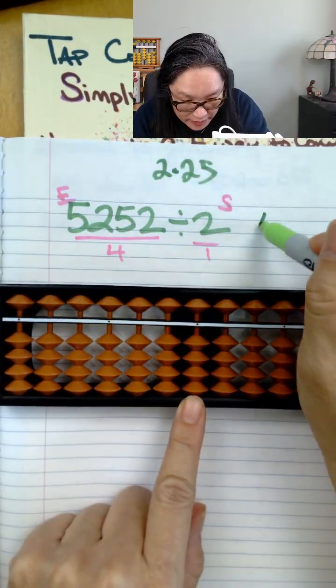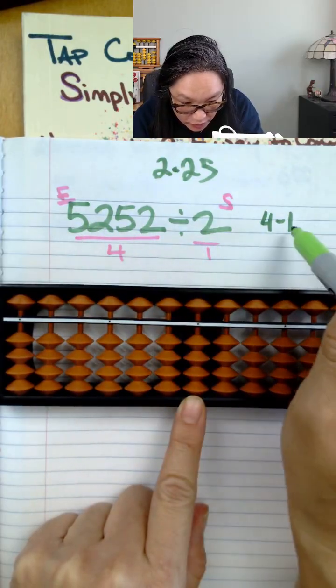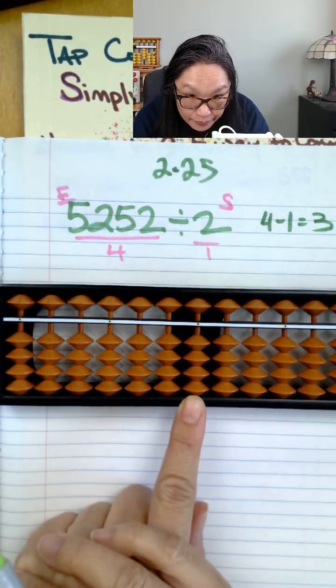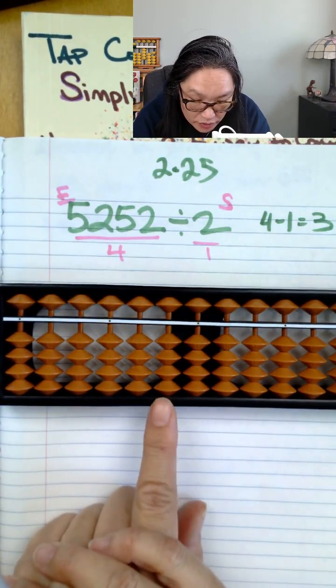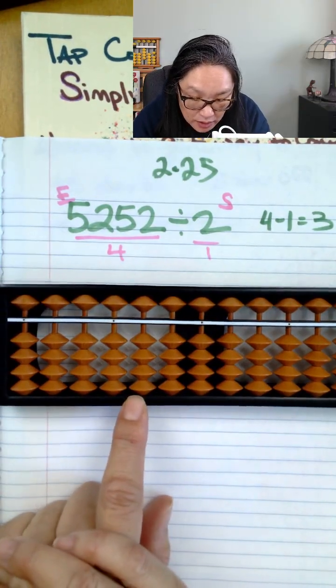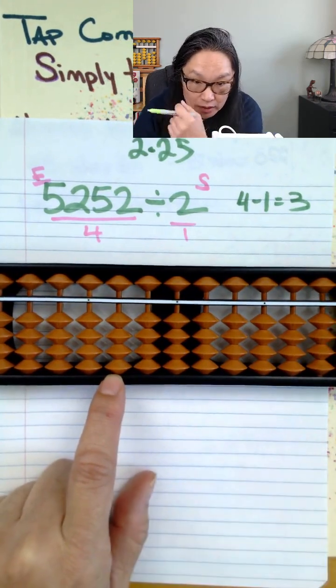So what we're going to do is take away 4 minus 1. Why? Because we have 4 digits here minus 1 digit here. So my starting point will be 3. Okay? So we count 1, 2, 3. So I'm at the hundreds column. Now I'm at the hundreds column, right?